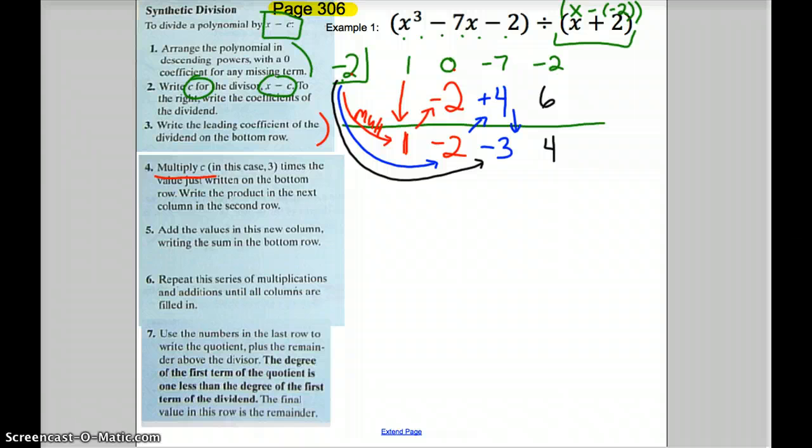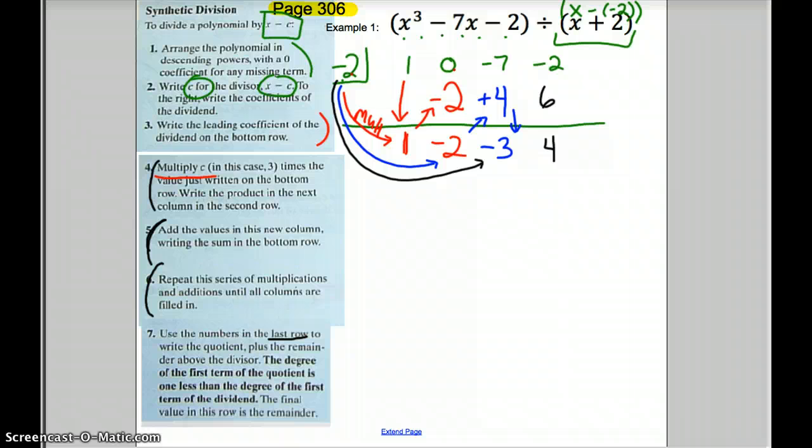Okay, so we repeated the series of multiplication, then adding, and then repeating, until we get all the columns filled in. So the numbers in the last row, the 1, -2, -3, and the 4, are the result, okay?